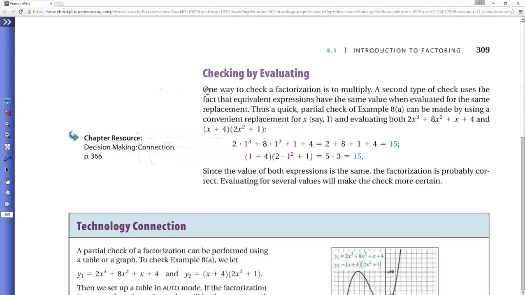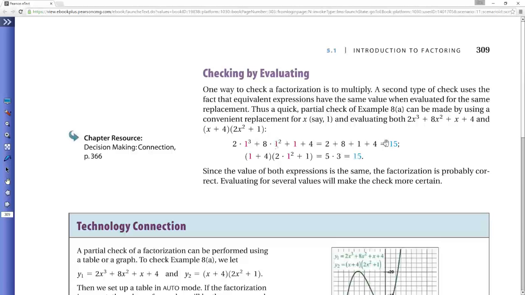But the other thing we can do is check by evaluating too, which is a good strategy. I like to think about this as doing a simpler problem. If I end up with these two expressions, right, and I want to find out if they're the same, if I put the same value in for the variable, I should get the same number come out of both of these. If they really are truly equivalent expressions, they should have the same result if I put the same variable in.